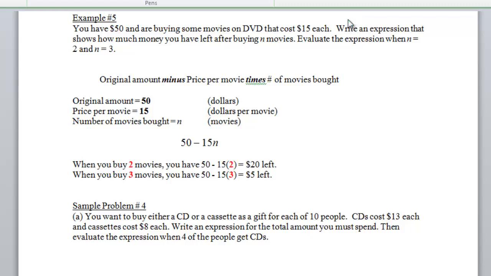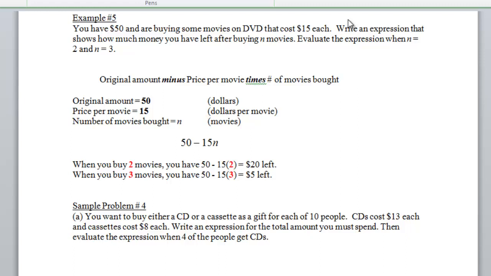To finish lesson 2, we're looking at an application problem, or as some of you may know it, a word problem, that basically takes a real world scenario and applies the principles that we've been working on in the lesson. So in this particular case, in example 5, what we're looking at is buying some movies on DVD and writing an expression that lets you know how much money you have after you finish buying your movie.